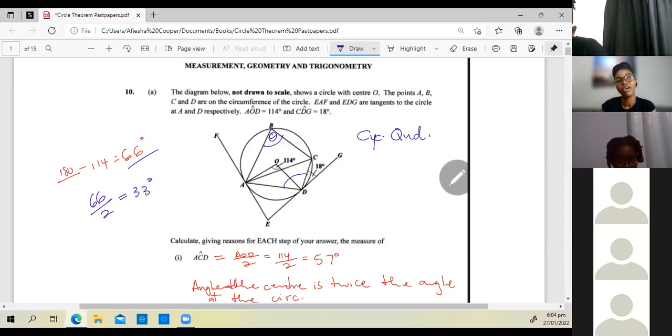So once we figure out what is ABC down here, we could figure out the one at the top. So let's figure it out. How much is inside of here? We did 33. How much is this part now? How much is that part?